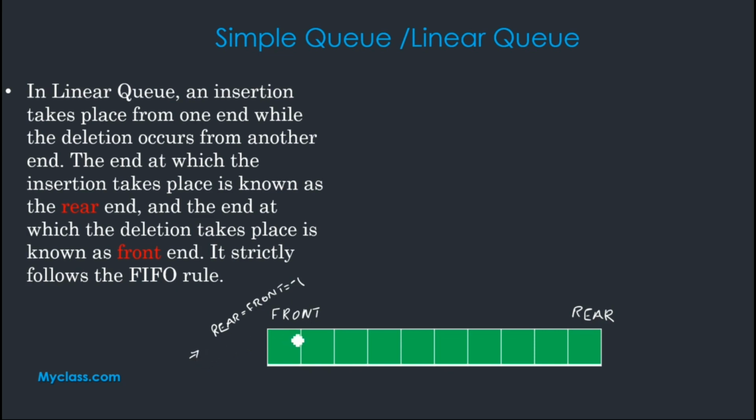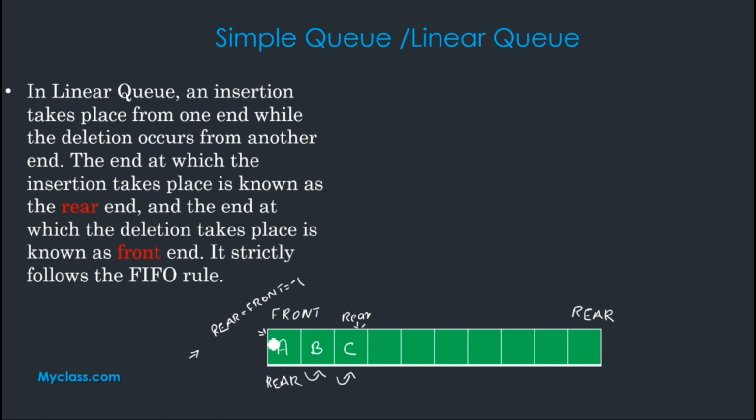When we want to add an element, we insert at the rear side. Now the front and rear are pointing to -1. We want to insert elements like A, B, C. After inserting A, the front and rear point to this position, and when we want to insert more, we move rear to the next free space and insert. Now the rear is pointing to this position and front is pointing to this position.